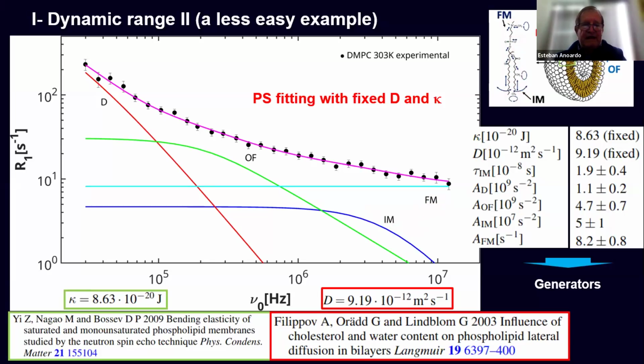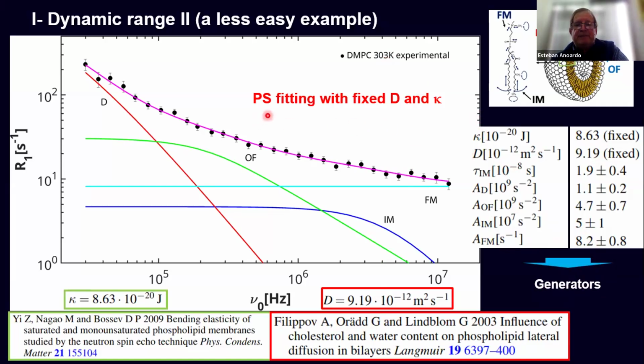So now we fix kappa and D, and we just take them from other experimental techniques. For example, neutron spin echo for kappa and diffusion, NMR diffusion from physics, just to ensure a good fitting. And then we get these parameters, which we will call the generator. These are the parameters with which we will generate the artificial curve for this case, the DMPC 303 Kelvin, okay?